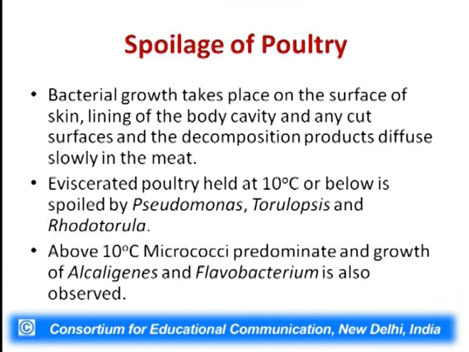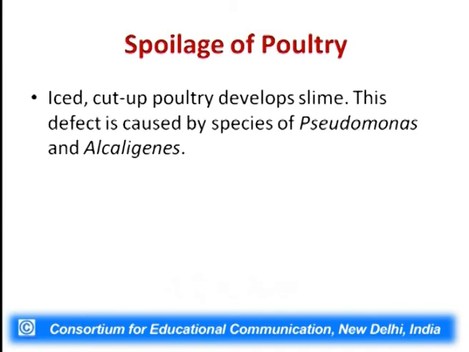The source of contamination of poultry is again the surface, and a high number of bacteria may be present on the surface of the poultry and may lead to contamination. Iced cut up poultry also develops slime. This defect is caused by the species of Pseudomonas and Alcaligenes.